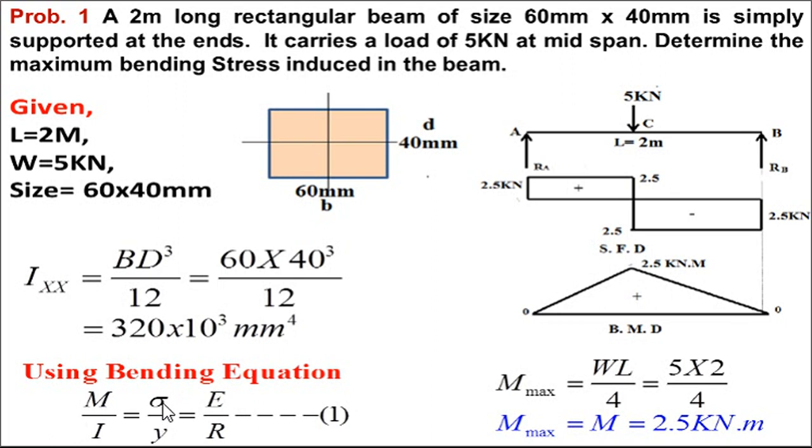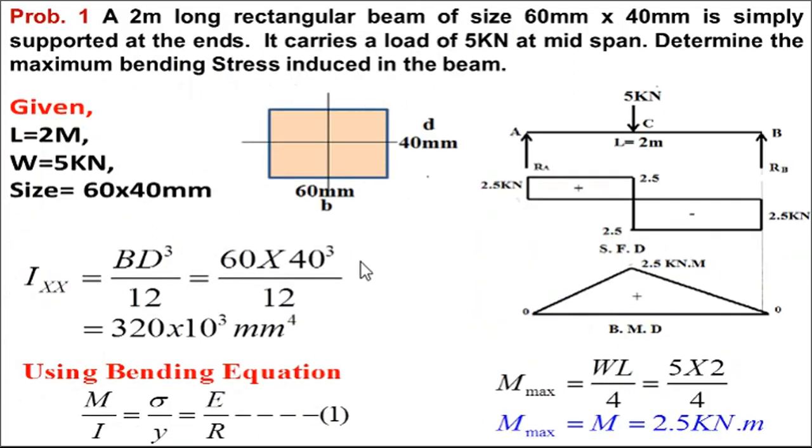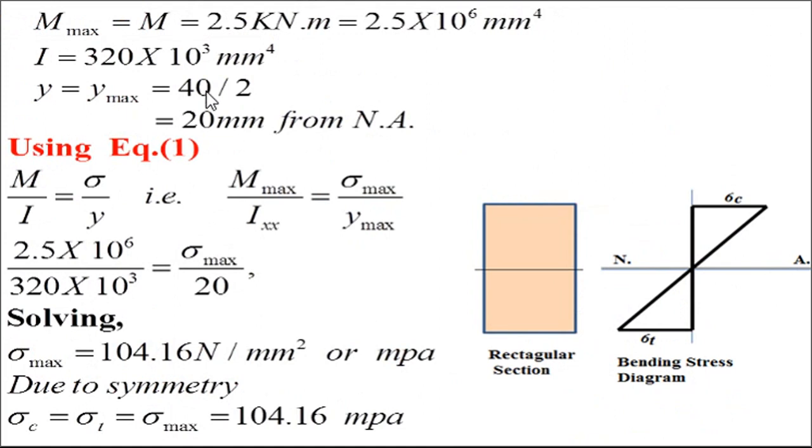So sigma is the stress that you have to calculate. Y is the distance of the extreme fiber from the neutral axis. So the neutral axis is at the center. It is a symmetrical section, so Y will be D by 2, 40 by 2, that is 20 mm. So here I have calculated Y, M max 2.5 into 10 to power 6, I 320 into 10 to power 3 mm raised to 4. Okay, why is it mm raised to 4? Because the dimension of this rectangle is in mm. If it is in meter, you have to convert it into mm. And then y is 20 mm from the neutral axis.